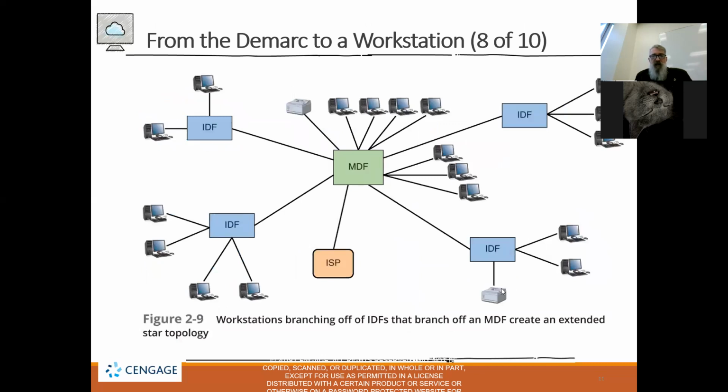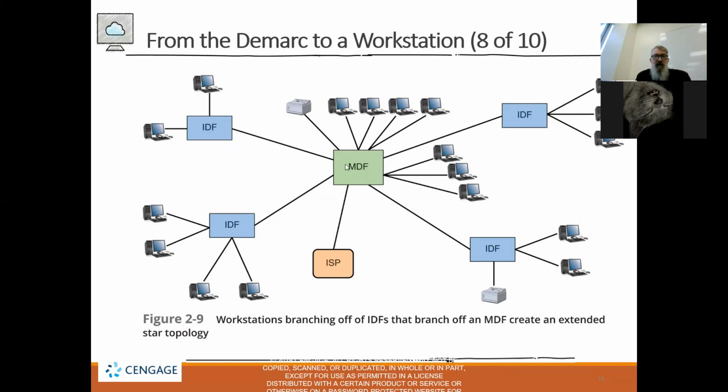Again, what we see here, where's the DMARC in this? It says it's got the ISP. The ISP, Internet Service Provider, that's represented by, for example, Rito. So this would be our DMARC, would be there with the ISP, and we see this. This is called an extended star topology.